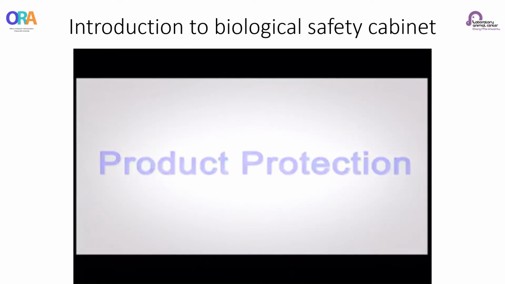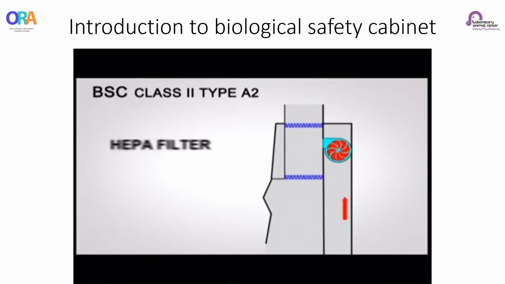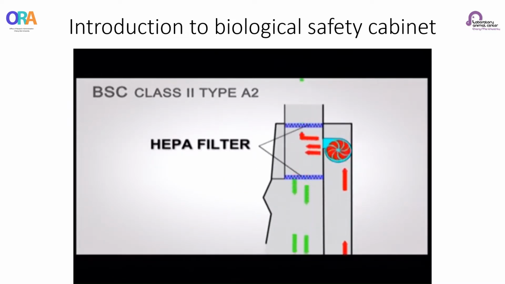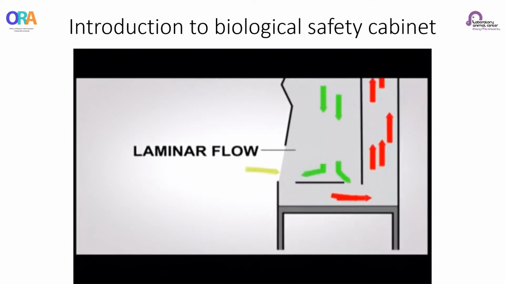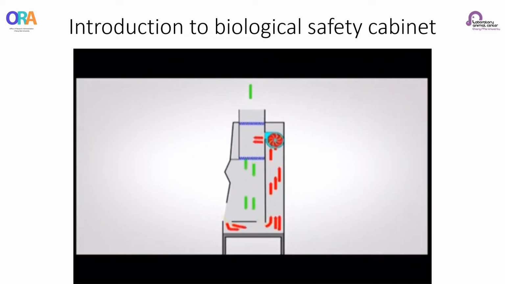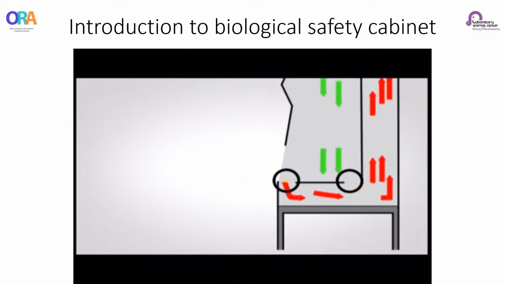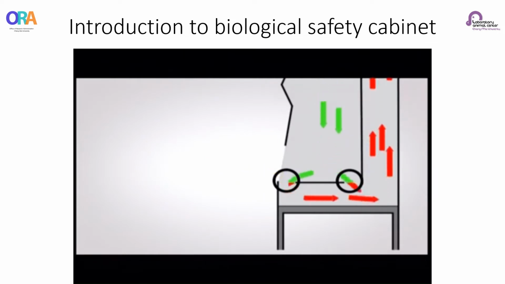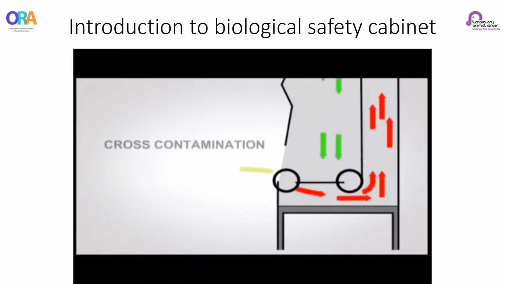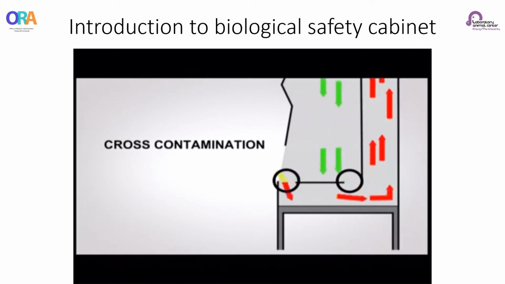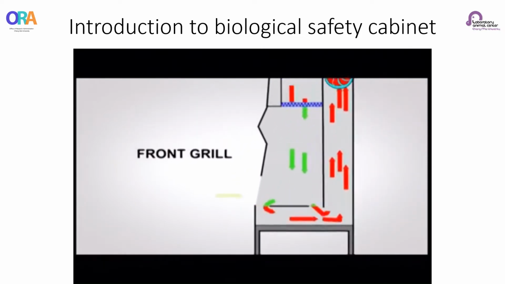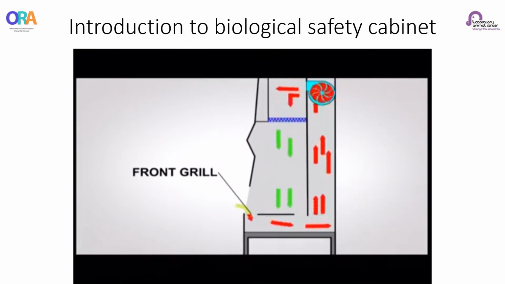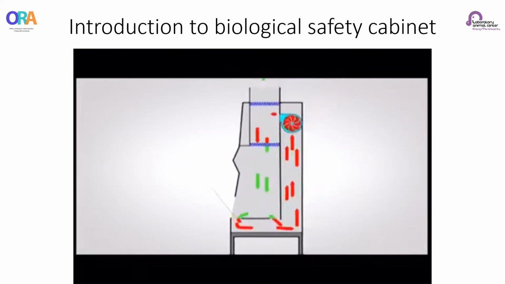Product protection. The downward flow of HEPA-filtered air across the work surface of the cabinet moves in a single direction at a constant speed, known as laminar flow. The downward moving airflow splits as it approaches the work surface. The fan draws part of the air to the front grill and the remainder to the rear grill. This split generally occurs about halfway between the front and rear grills above the work surface to prevent cross-contamination. The air drawn through the front grills creates an air curtain to keep contaminated air from getting into the work area.